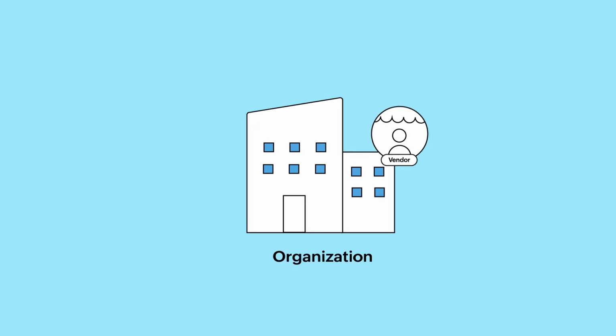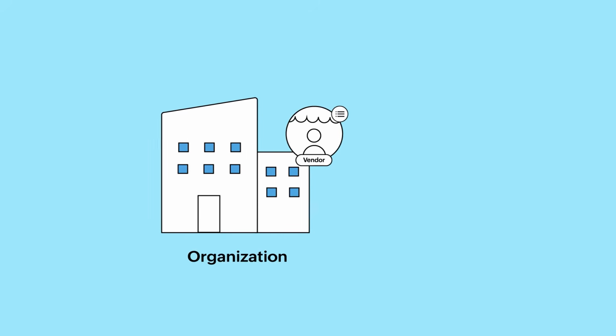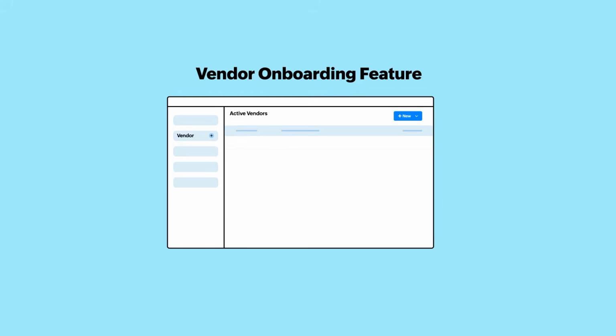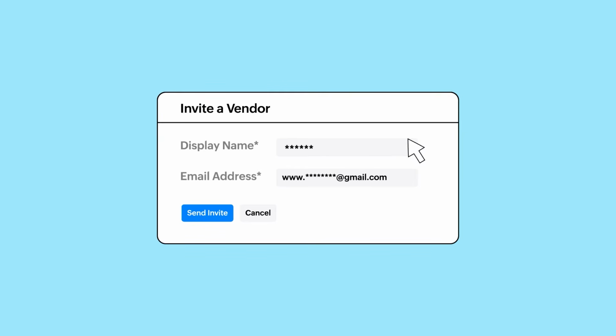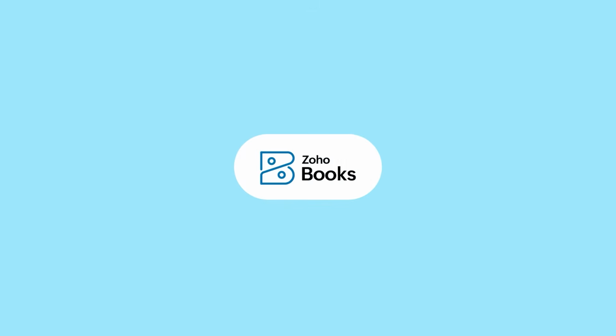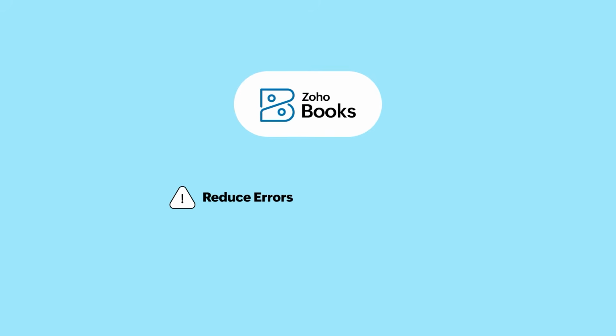Whenever you want to add new vendors to your organization, you would need to fill in their details manually, which can be time-consuming and prone to errors. Using the vendor onboarding feature, you only need to invite them using their email address. On signing up to the portal using that email address, your vendor can fill in their details. Once they submit them, it will automatically be fetched in Zoho Books. This not only reduces significant errors but also ensures accuracy. Let's see how it works.